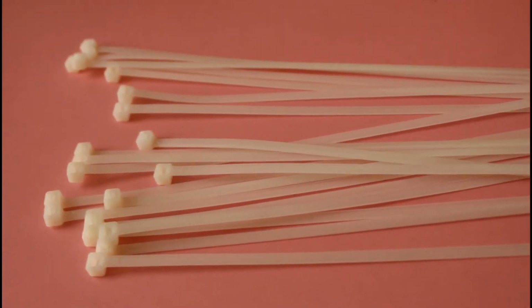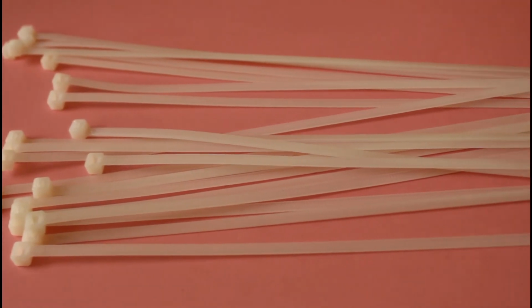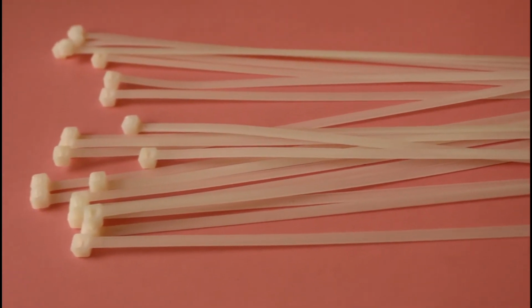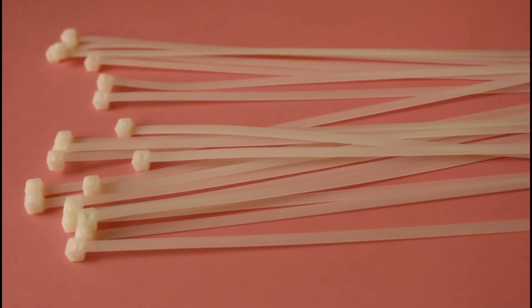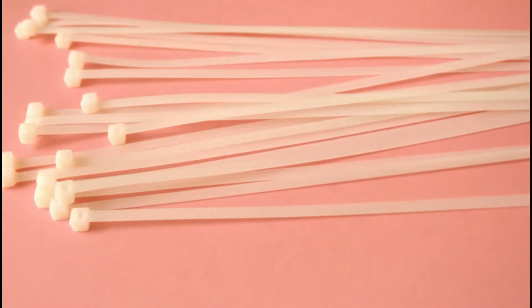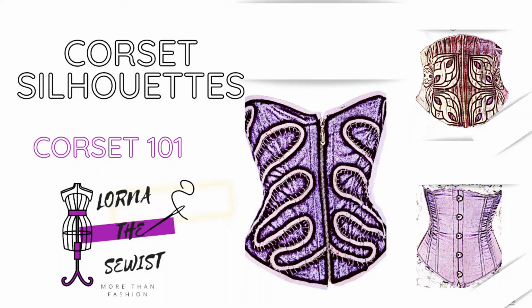Lastly, these are zip ties, otherwise known as cable ties, that people use as an alternative for boning. They're not very strong. The ones available here are very flimsy. You need the industrial quality to use it.